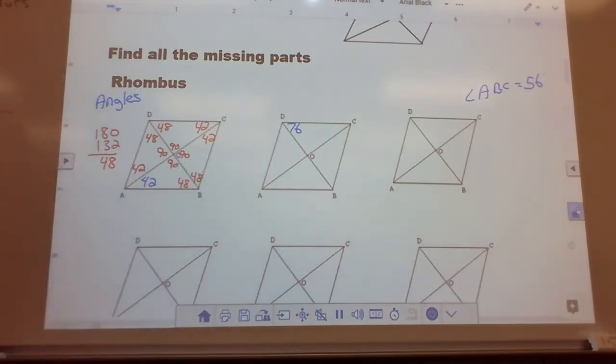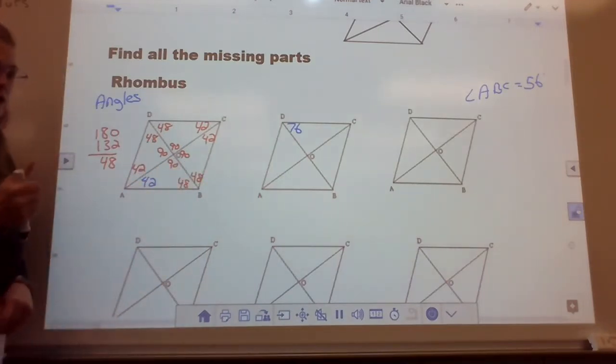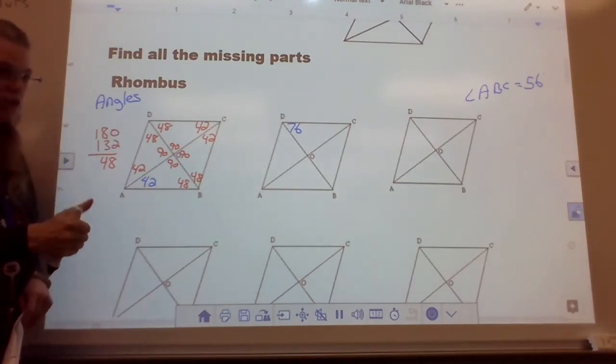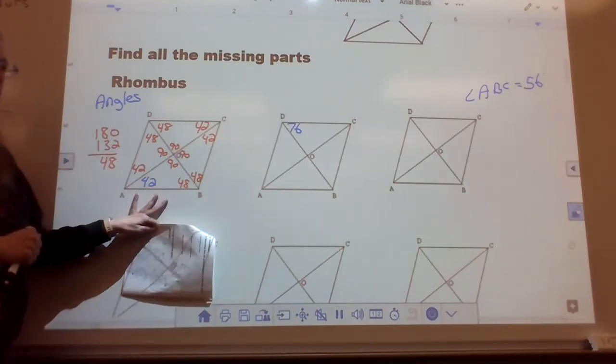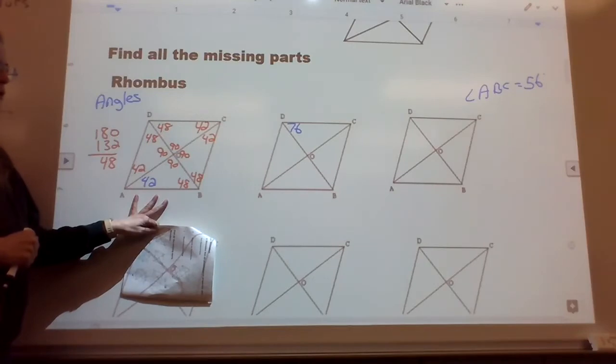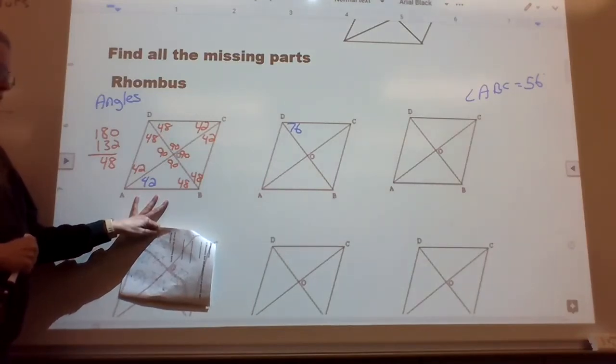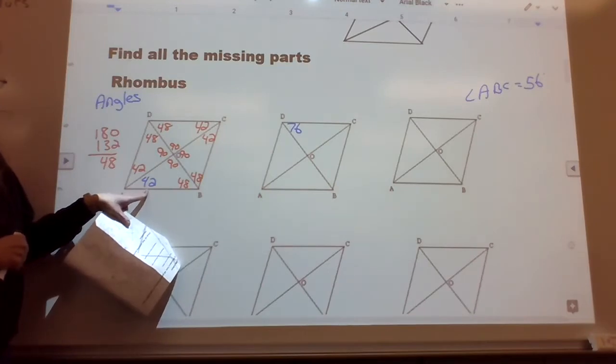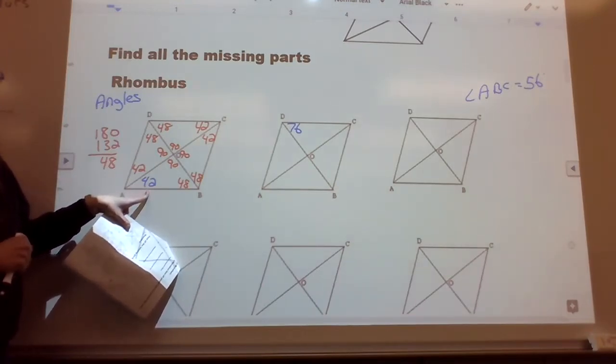Remember I said with a parallelogram, every single number has a duplicate. With a rhombus, every single number happens 4 times. Every number happens 4 times. So that's why I only need to give you one number, where on a parallelogram, I had to give you 3.